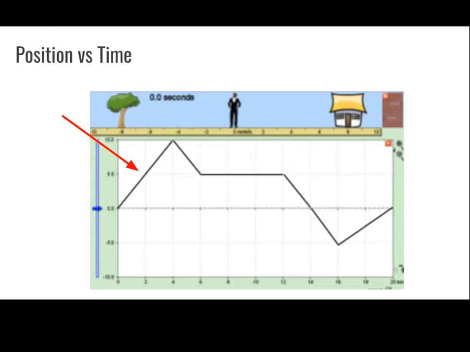So Matthew, what's the red arrow telling us? The red arrow is telling us which part or which line. Okay, and what's happening at this part, at this line? He's going forward. Okay, good. This is position versus time. So yes, the object is moving forward, position versus time here.